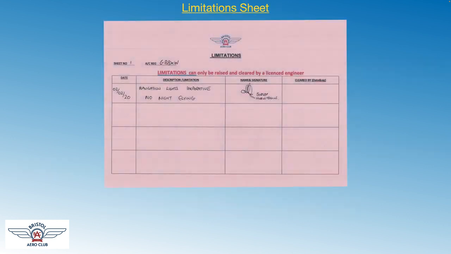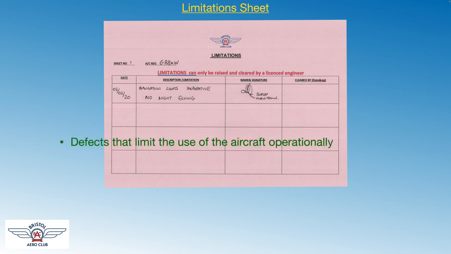The next sheets that we've got in the aircraft are the pink sheets. These are the limitation sheets. Basically, these sheets will have anything that changes the way we operate the aircraft, anything significant that you need to know about, and, as I said, defects that limit the use of the aircraft. In this case, we've got the nav lights inoperative, so the aircraft is not cleared for night flight.